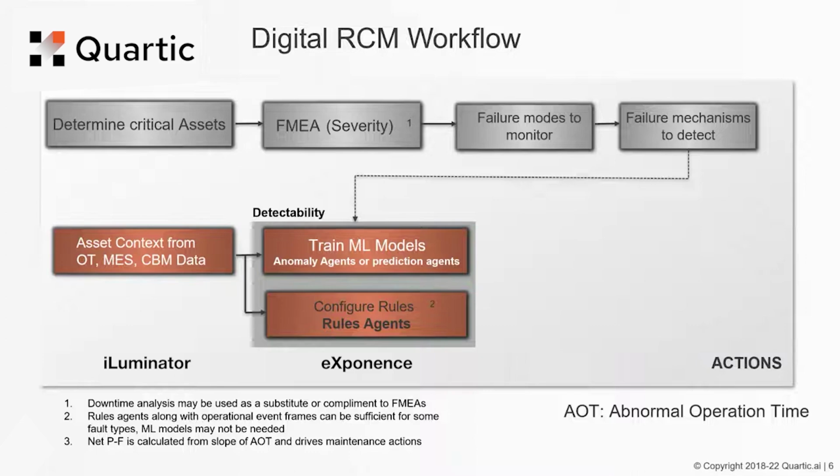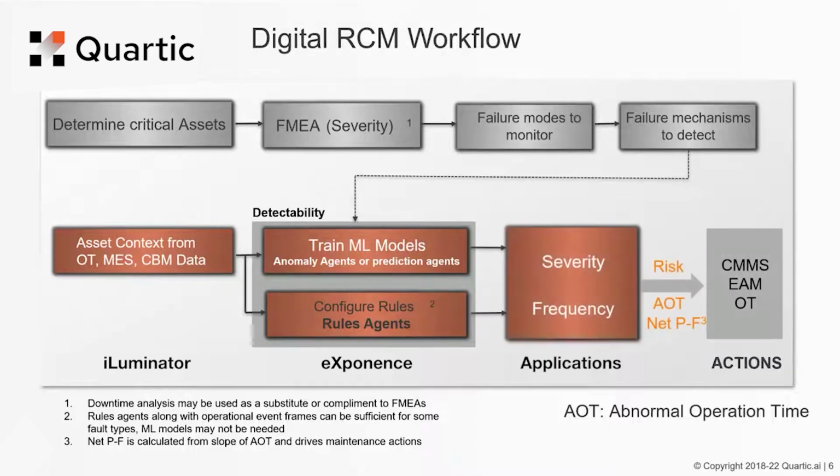So in the case of vibration, maybe there's a threshold, but also a specific vibration pattern we can detect via anomaly detection for a specific failure mode like pump cavitation. So we deploy these rules and agents to detect the failure modes. From FMEA, we have the severity, and then our application is tracking the frequency.